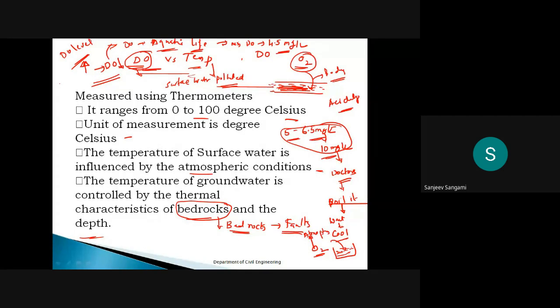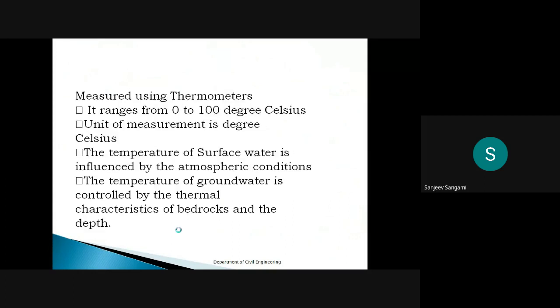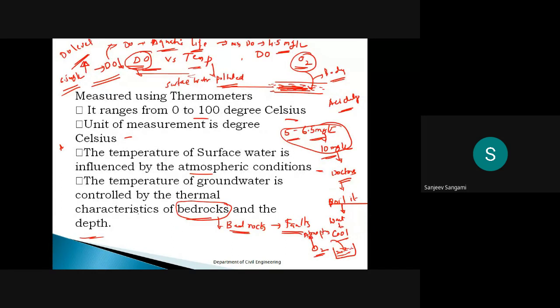If any industries are directly discharging hot water, they are polluting the surface water body. They are not supposed to release hot water directly to surface waters. They have to cool it and measure whether it satisfies 6.5 milligram per liter, and only then release it. Suppose it is 4 or 3, then they have to go for the aeration process, which we have already discussed.